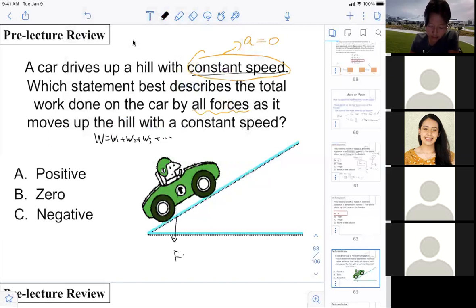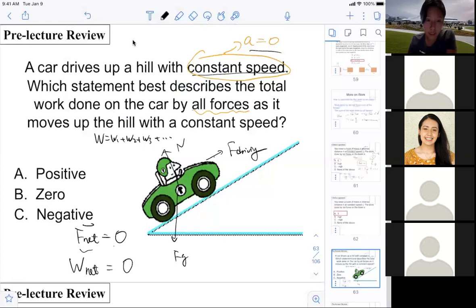gravity, normal force, and it's going at constant speed. To balance out this gravity, I definitely have some kind of a driving force forward. All of this gets very complicated, but all I care about is that no matter what these individual forces are, they should add up to be 0 because acceleration is 0. So my total net work is going to be 0. So the answer is 0.